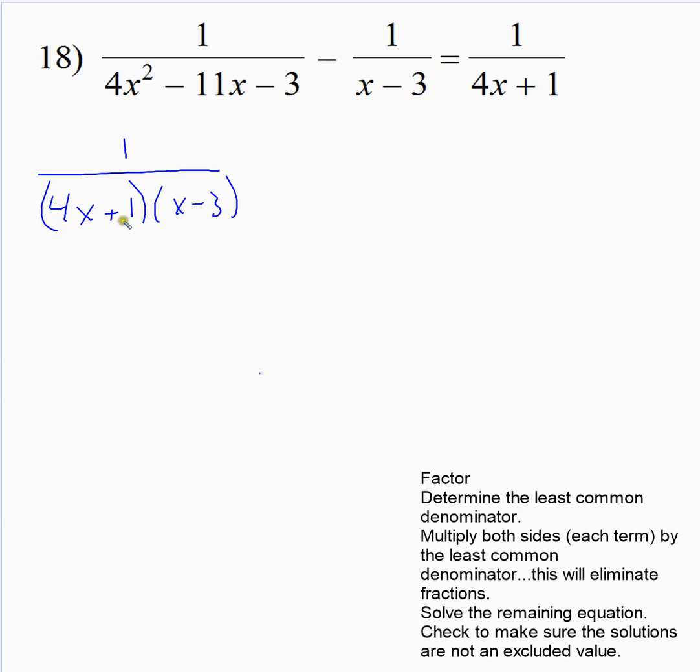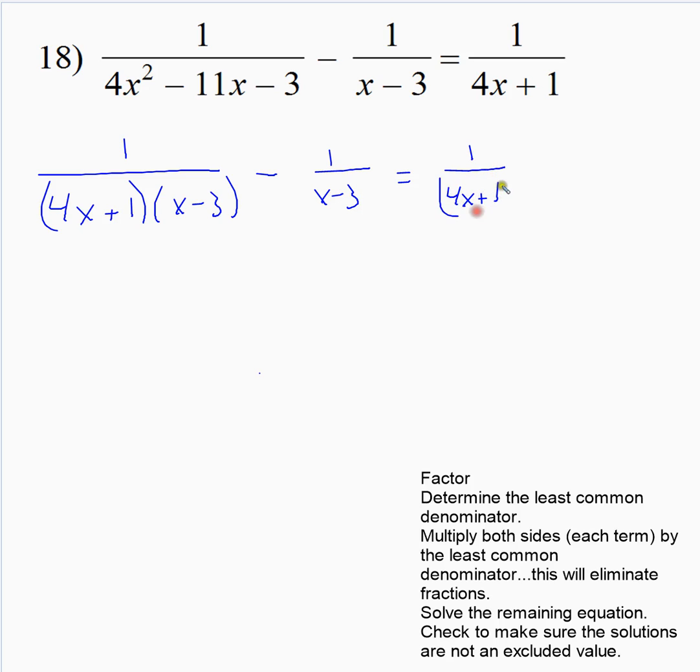So 4x times x is 4x squared. That's what we wanted. 4x times negative 3 is negative 12x. Plus, when you multiply these, you get plus 1x, which is the negative 11x, and this is the negative 3. So that is correct. Then we'll subtract 1 over x minus 3 is equal to 1 over 4x plus 1.